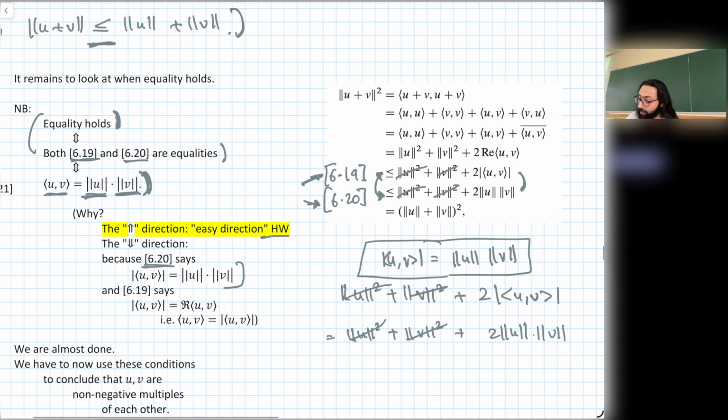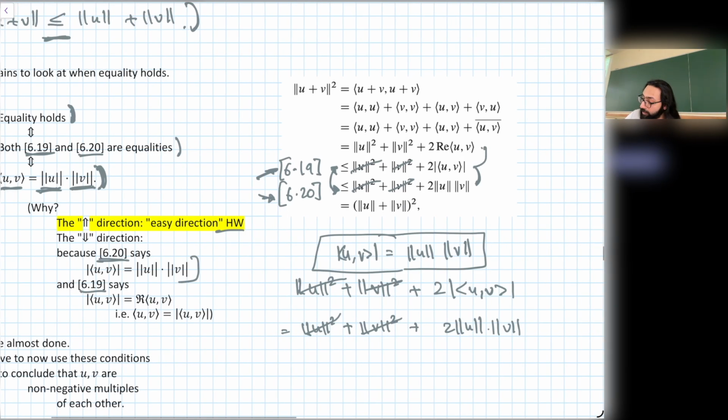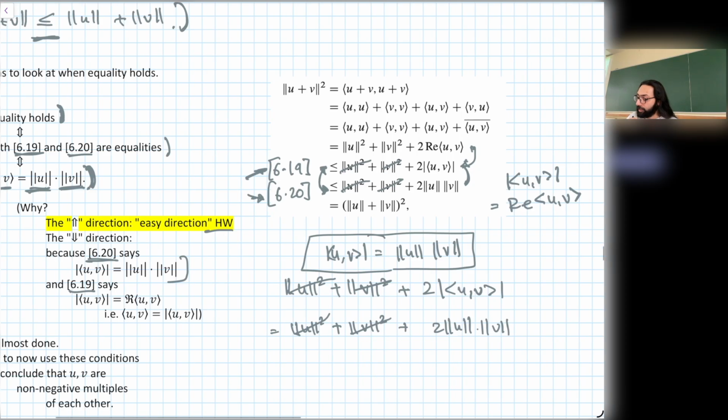So we have that. What is 6.19 telling us? So 6.19 is telling us by essentially the same argument that 2 times uv, we can also drop the 2, this is going to be the same as the real part of uv. Correct? That's fine. It's exactly the same argument, right? So you will cancel these, and then you can cancel the 2, and then the real part is the same as.